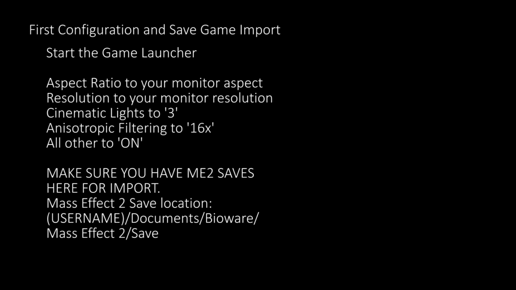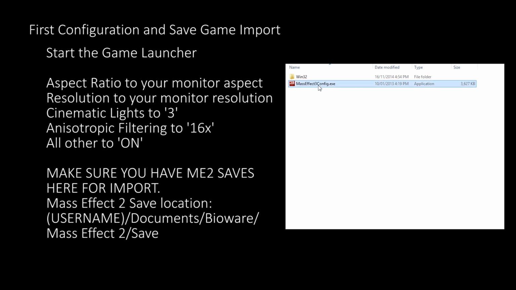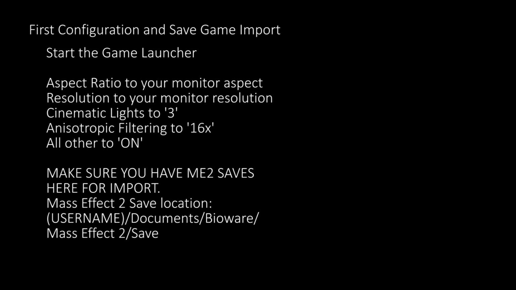This next step will involve starting the game through its game launcher. This can be found by going to the Mass Effect 3 directory, followed by Binaries, then Mass Effect 3 config.